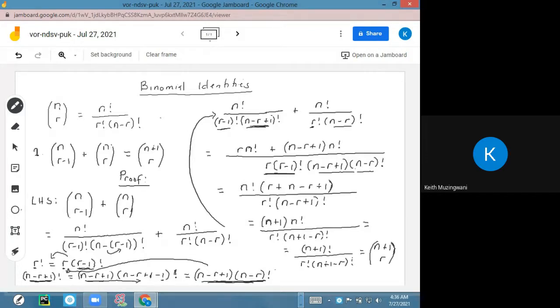You understand that the definition of this, if we tried to reduce the right hand side here, would have gotten n plus 1 factorial over r factorial, and the next thing would have been n plus 1 minus r factorial, which is exactly what we have here. That's why I've defined it that way.